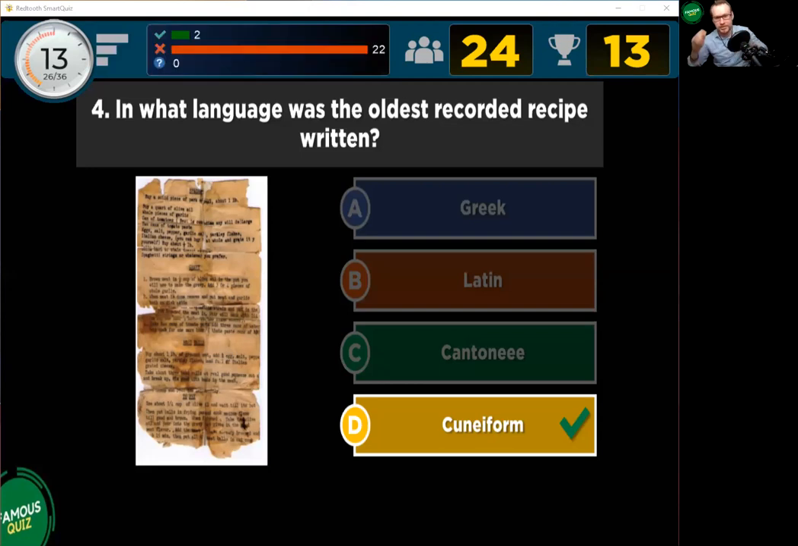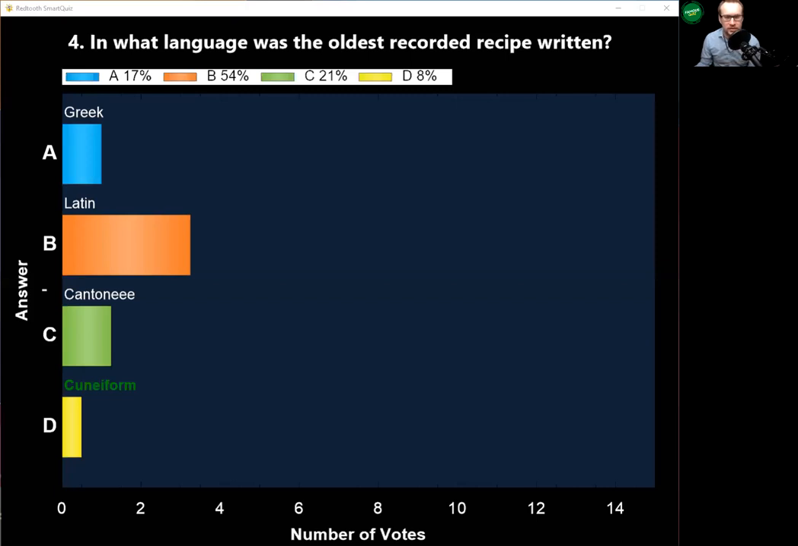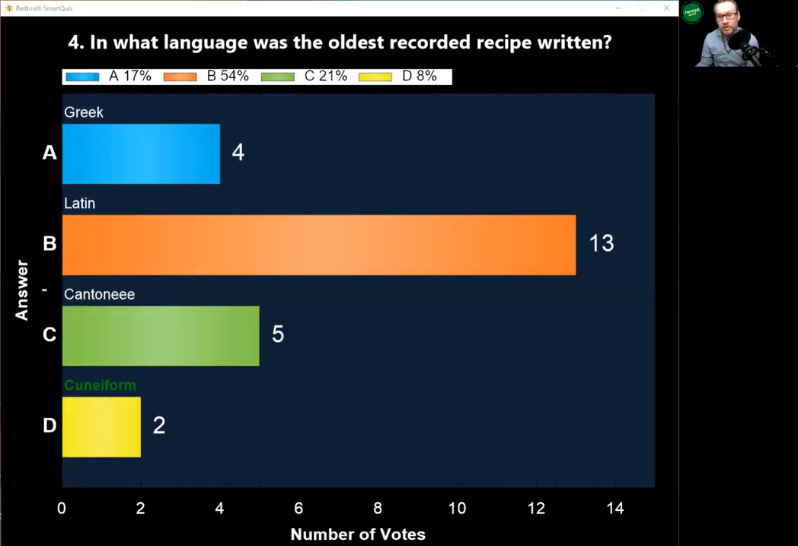Only 2 correct answers. By the way, let's see the chart, what you thought. Latin, Greek, Cantonese. Yeah, 2 people knew. So the first recipe was created almost 4,000 years ago, and that was basically the only language in which people were communicating. So, okay.